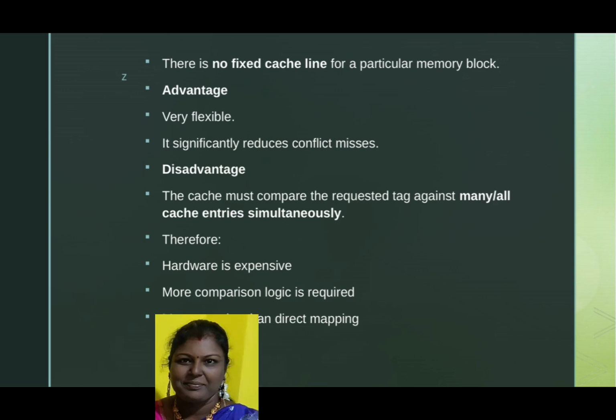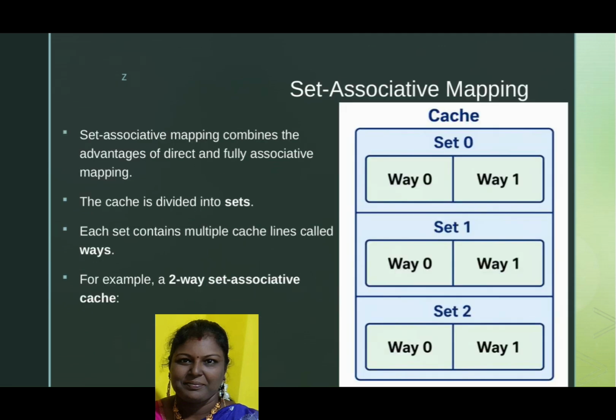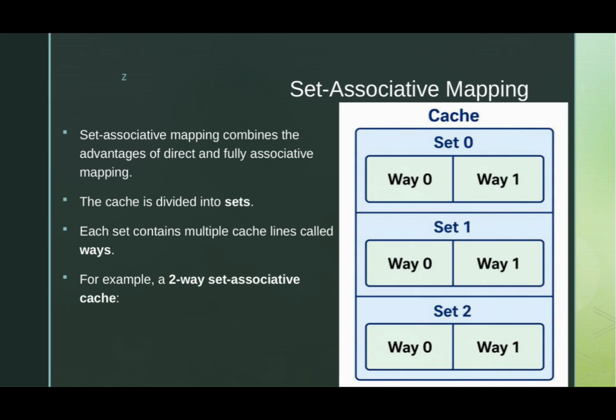Set associative mapping gives us the best of both worlds. It blends the simplicity of direct mapping with the flexibility of fully associative mapping. Here, the cache is split into groups called sets. Each set holds several cache lines, which we call ways. For instance, in a two-way set associative cache, each set contains two ways. This structure helps balance speed and efficiency when accessing data.